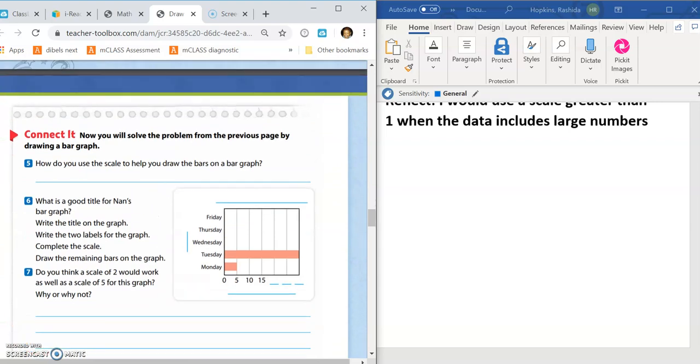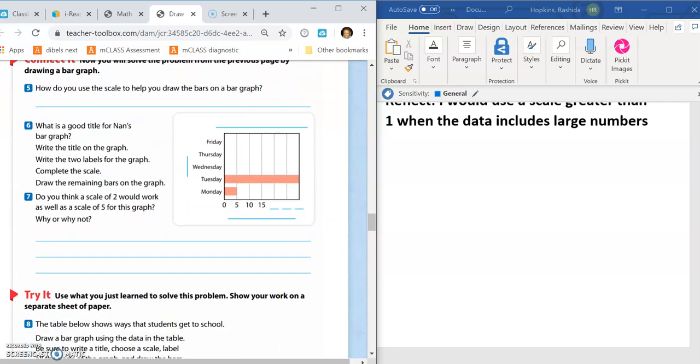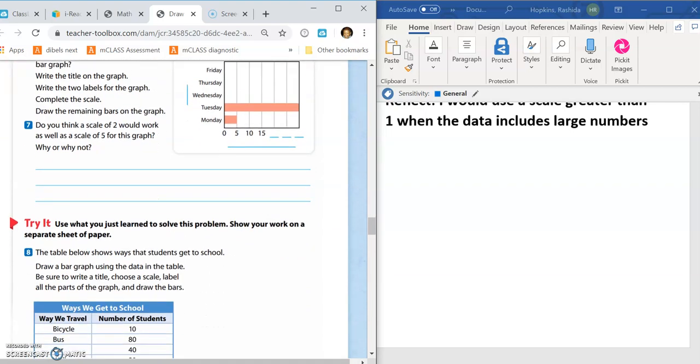Now you will solve the problem from the previous page by drawing a bar graph. How do you use the scale to help you draw the bar graph? What is a good title for Nan's bar graph? So plug all these answers in and make sure you're using the information from above as you do so. These are all independent assignments at this point.